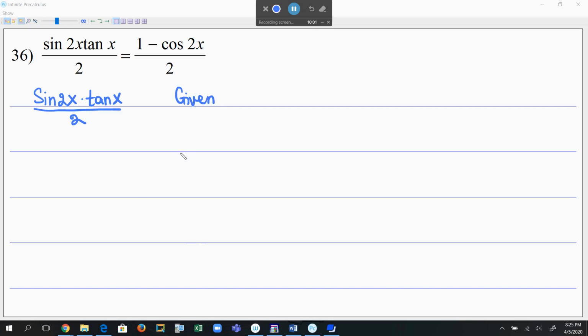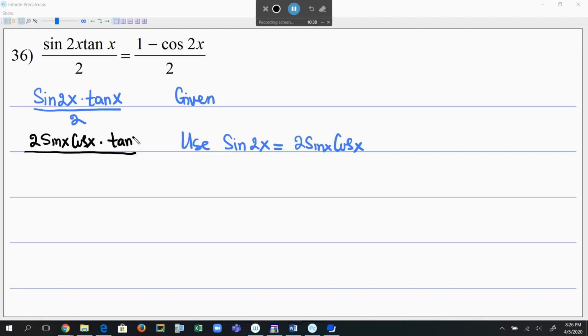Now the next step, we are going to use the double angle, so sine of 2 theta. So I'm going to make a quick note right here. We are going to use the double angle, sine 2 theta, or sine 2x. Sine 2x equals 2 times sine x cosine x. So sine 2x now becomes 2 times sine of x cosine of x, and copy the rest.